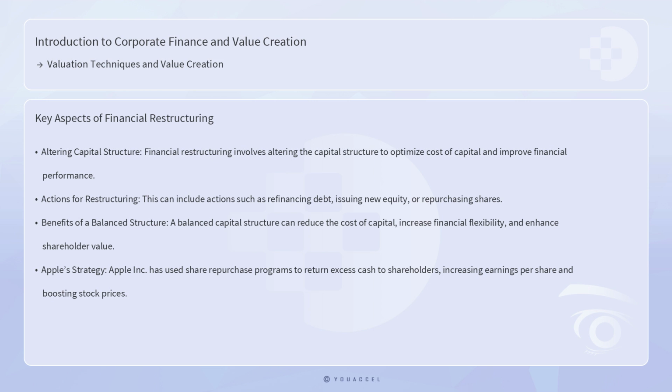Financial restructuring involves altering the capital structure of a company to optimize its cost of capital and improve financial performance. This can include actions such as refinancing debt, issuing new equity, or repurchasing shares. A balanced capital structure can reduce the cost of capital, increase financial flexibility, and enhance shareholder value. For instance, Apple Inc. has successfully used share repurchase programs to return excess cash to shareholders, thereby increasing earnings per share and boosting stock prices.